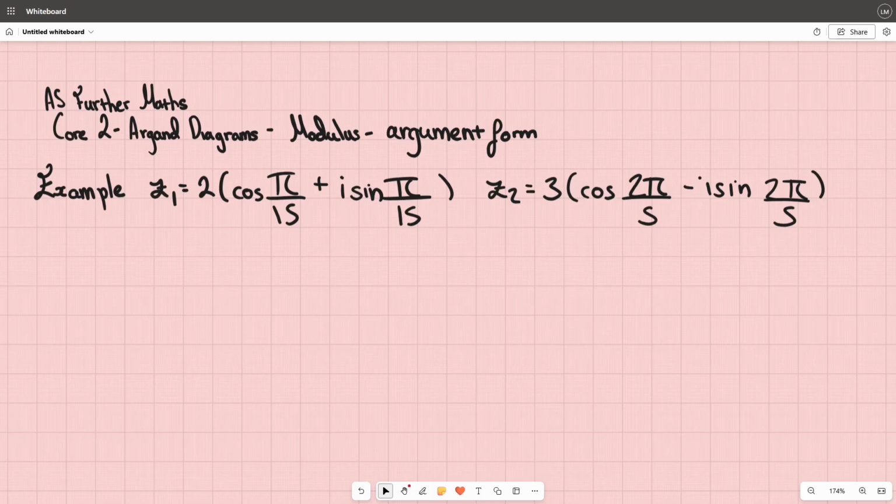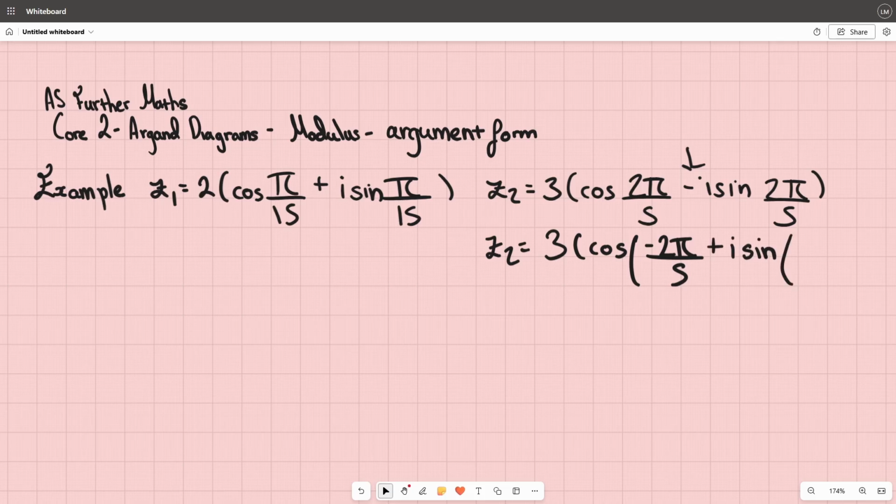So the first thing I want to point out is that we have a minus i sign, which means that we have to turn this into modulus argument form because it's not already, despite looking very similar. So z2 is actually 3 cos minus 2 pi over 5, because cos minus theta is equal to cos theta, plus i sine minus 2 pi over 5, and then for sine, minus theta is equal to minus sine theta.